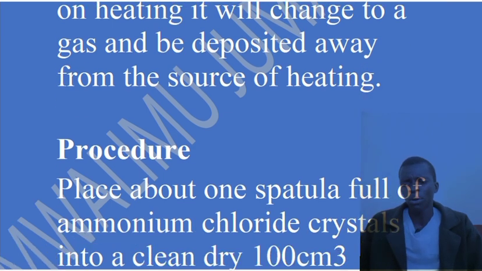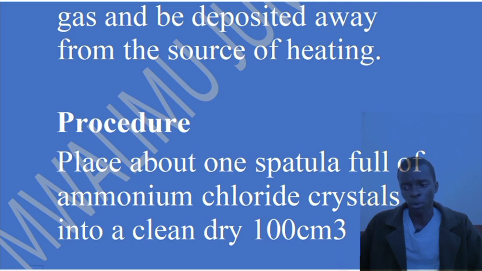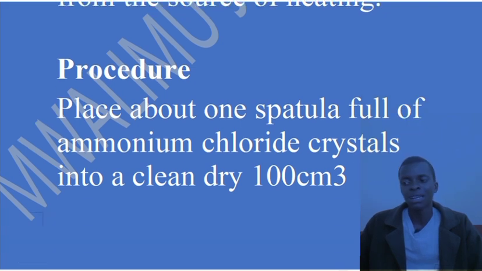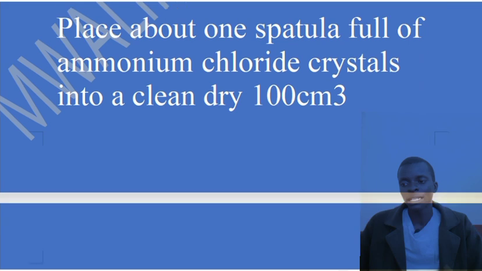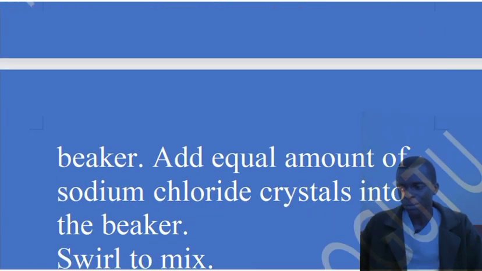We place about 1 spatula full of ammonium chloride crystals into a clean, dry 100 cubic centimeter beaker. We add an equal amount of sodium chloride, so we are using equal amounts of sodium chloride and ammonium chloride.